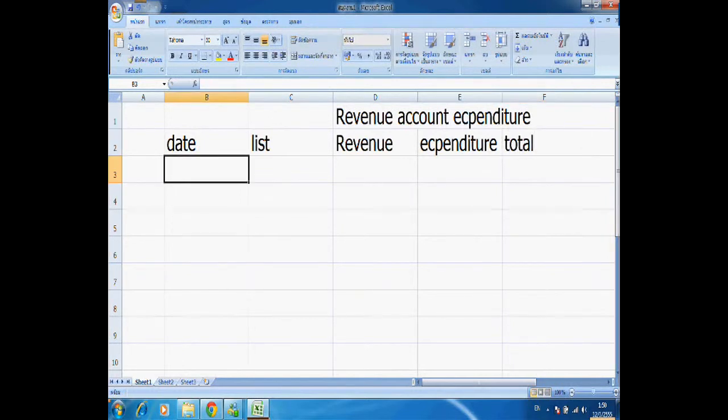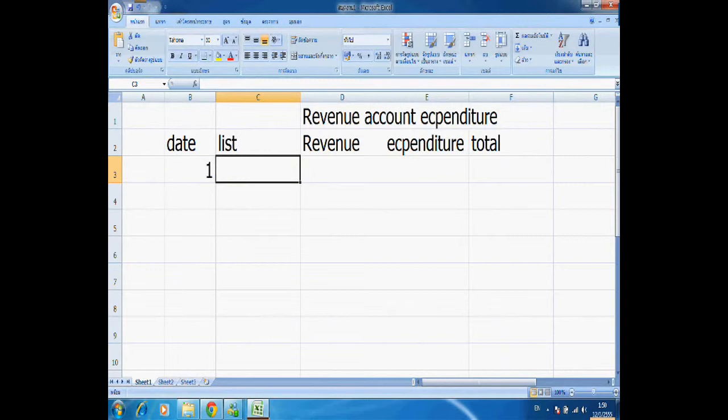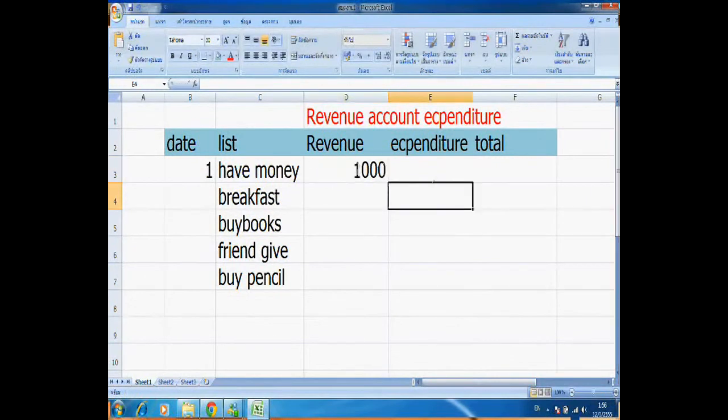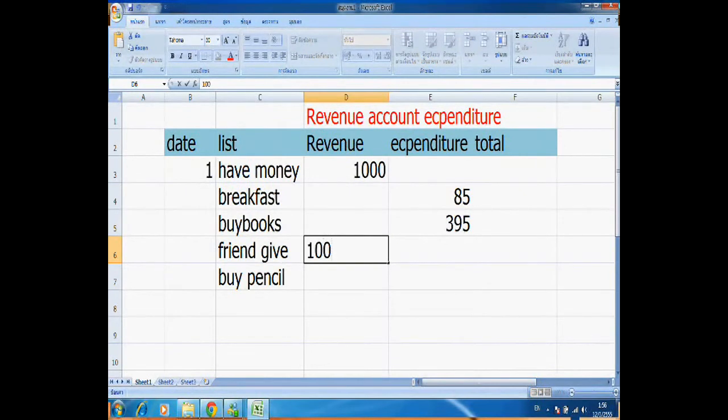The list is divided into two types: revenues and expenses. Have money, fill the revenue. Make fun, fill the expenditure. Buy book, fill the expenditure. Friend gift, take in revenue. Buy pencil, take in expenditure.